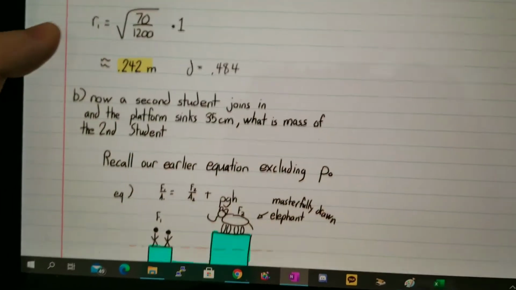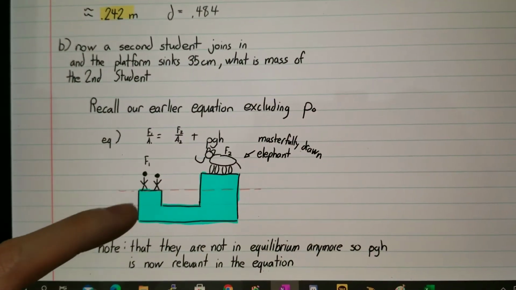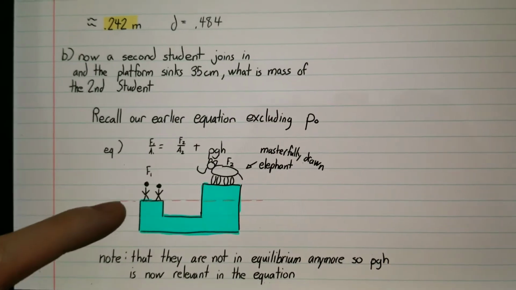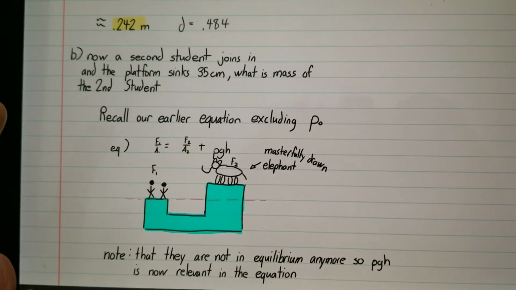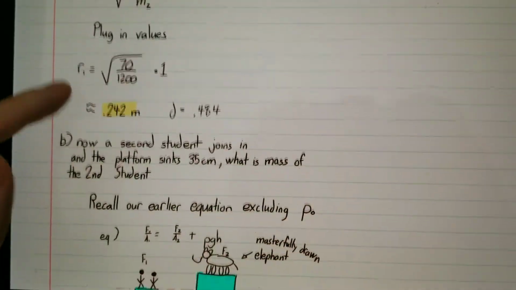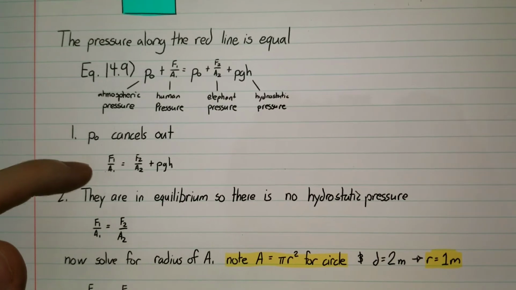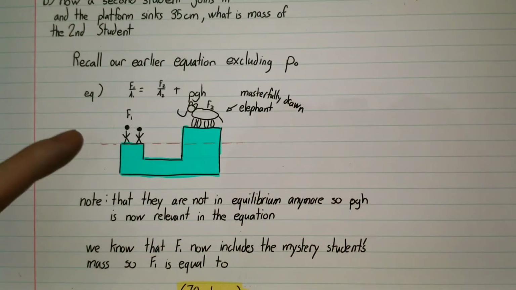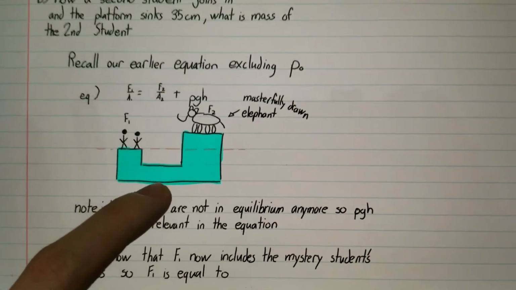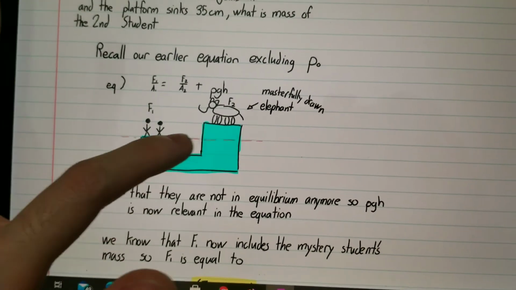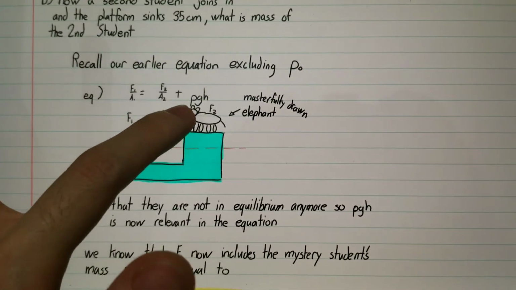Now the problem gets a bit trickier because the second student joins the mix and the platform sinks 35 centimeters. So we're looking for the mass of the mystery second student right here. Now, this problem will actually use this equation right here, because as you can see from the diagram, along the red dotted line, it's not the same anymore, so it's not in equilibrium. You might see that there's a water difference right here, and that is the PGH.